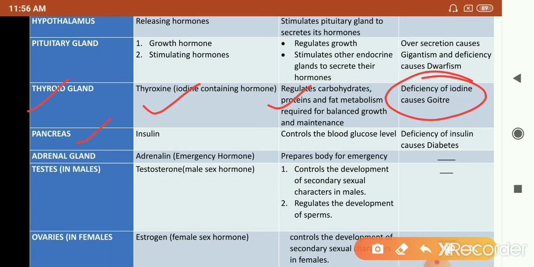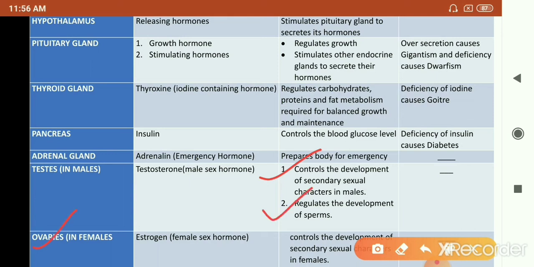The pancreas is another endocrine gland which secretes insulin that controls the blood glucose level, and deficiency of insulin causes diabetes. The adrenal glands release adrenaline, which is also called the 3F hormone or the emergency hormone, which prepares the body for emergency. The testis, which is present only in males, releases testosterone, and testosterone controls the development of secondary sexual characters in males and regulates the development of sperms.